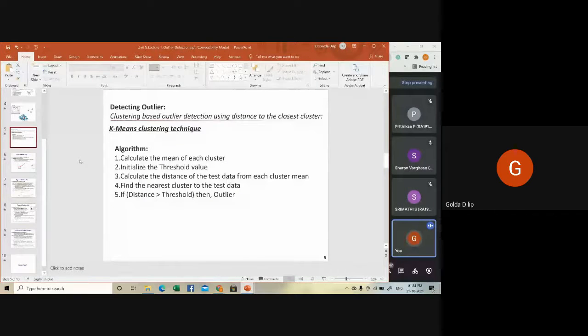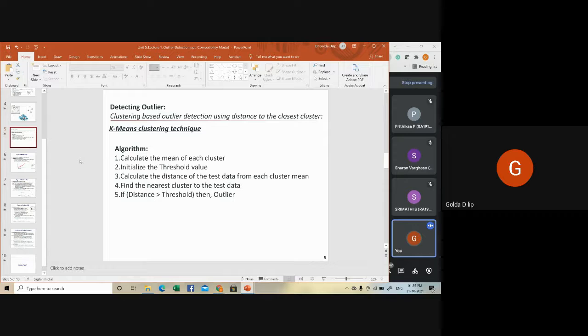The k-means clustering algorithm, which you learned in the fourth unit, is being mentioned here. In k-means clustering, each cluster has an average or mean value, and objects belong to the cluster whose average value is closest to them. That's how you go for clustering. In order to identify the outlier, first you initialize some sort of threshold value, such that any data point whose distance from its nearest cluster is greater than the threshold can be identified as an outlier.